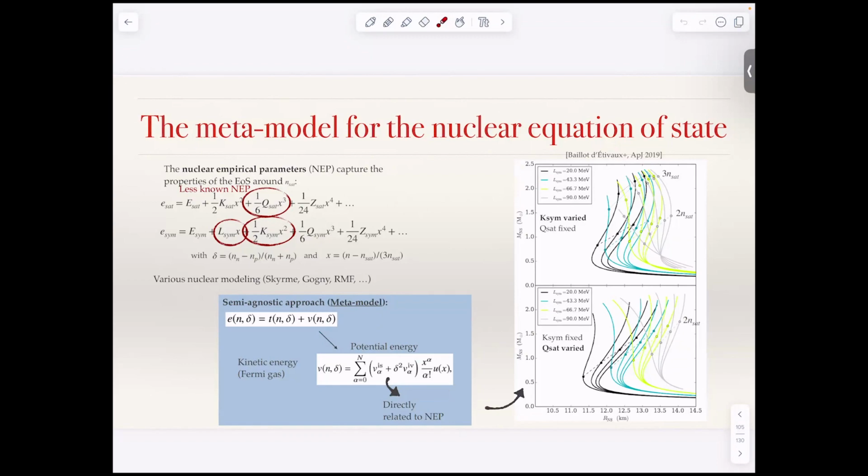Because, for instance, this expansion is valid only for nucleonic matter. And you have delta here, which tells you the asymmetry between neutrons and protons, the proton fraction. So the proton fraction gives you a composition. If you have more neutrons or fewer neutrons, you know something. This information you don't have with an agnostic approach.